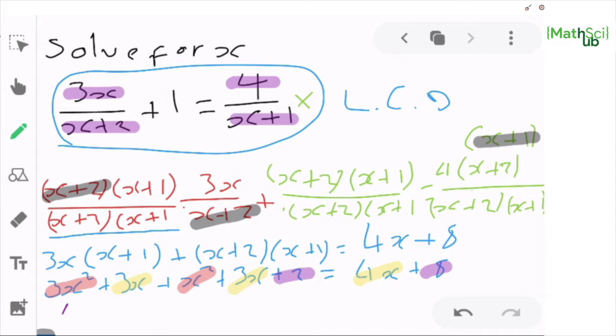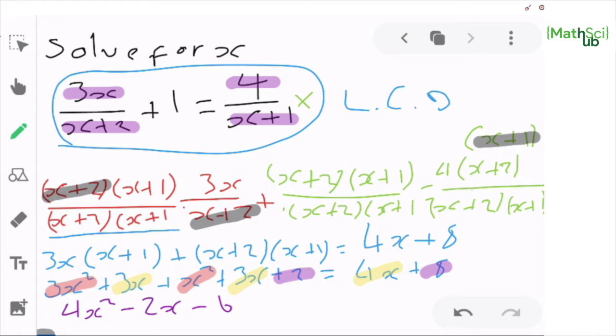Now in this case we're going to get 4x squared. It's going to be 6x. If we take the 4x to the other side, it's going to be negative, meaning it's going to be negative 2x. If we take the 8 to the other side, it's going to be negative 6.